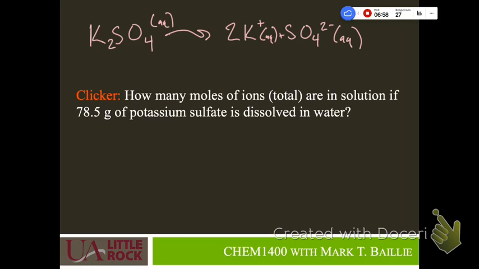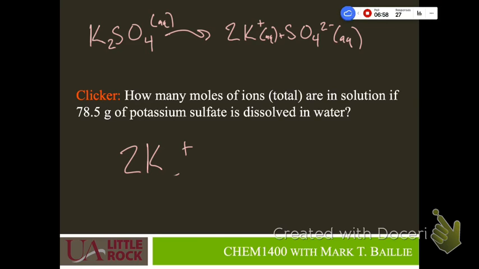Okay, so for every 1 potassium sulfate that dissolves, I saw a lot of people when they're working on a problem like this, they would instead say K2 plus. This implies that you have a bond between the 2 potassiums in a potassium sulfate, and that's not the case at all. This is 2 of the potassium ions is what's shown in that formula up there.